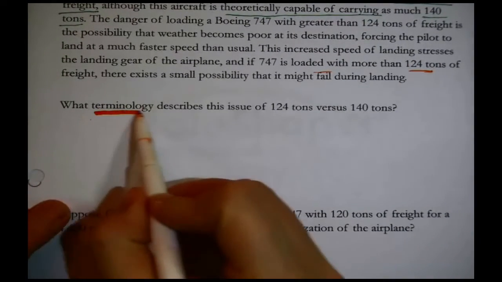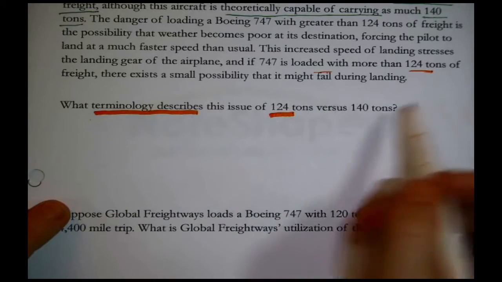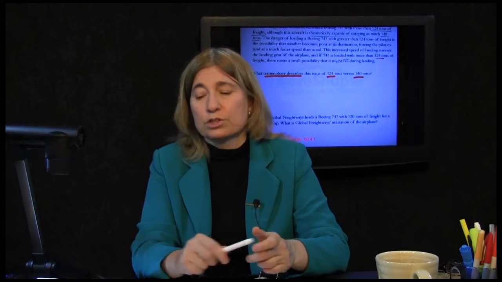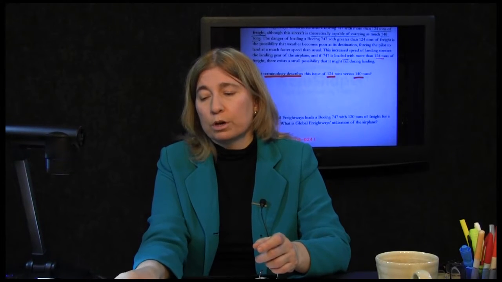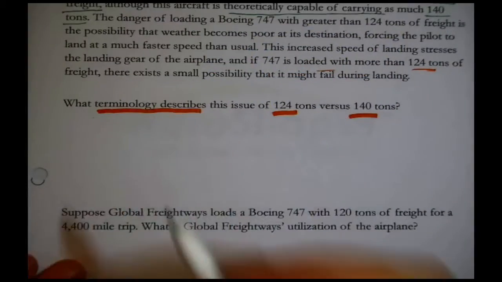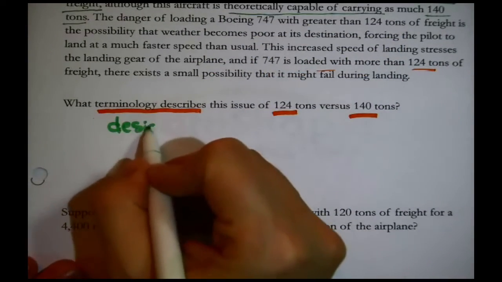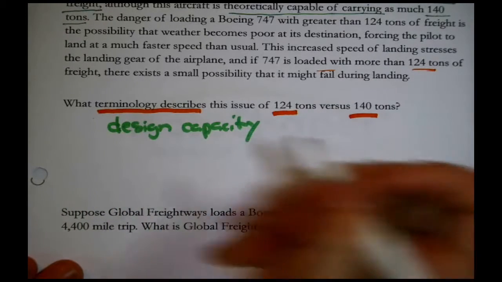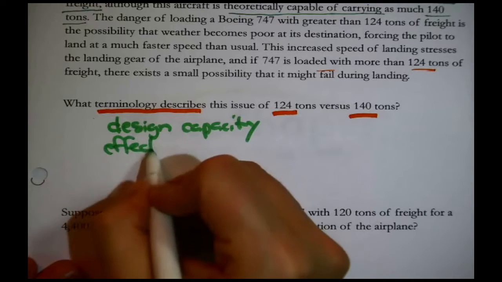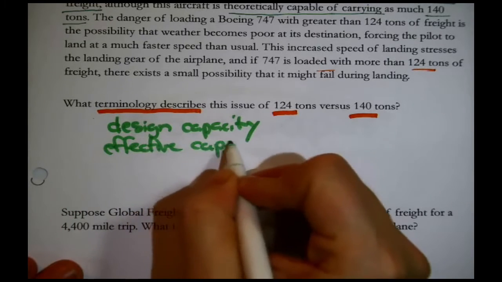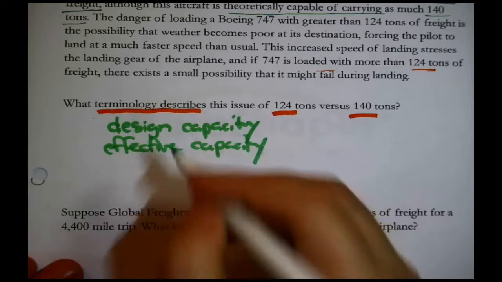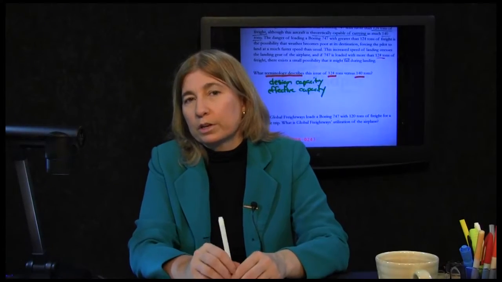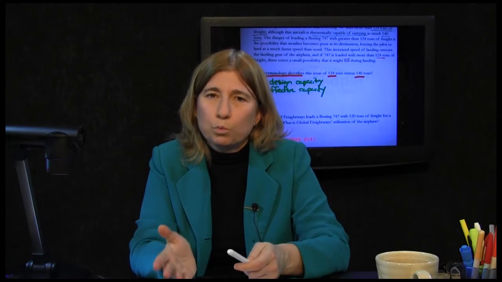Okay, what terminology describes the issue of the first number versus the second number? Well, the terminology that describes the distinction between the two numbers is the two terms I quoted at the beginning. One of them is design capacity, a certain measure of overall capability. The other one is effective capacity, an alternate measure of overall capability. Question is, which is which?